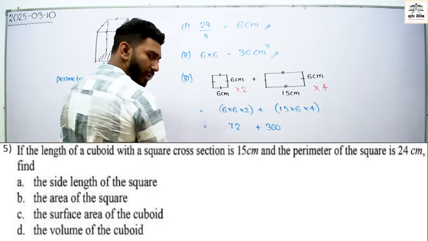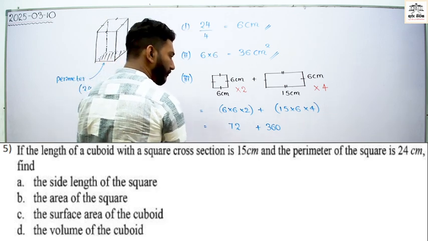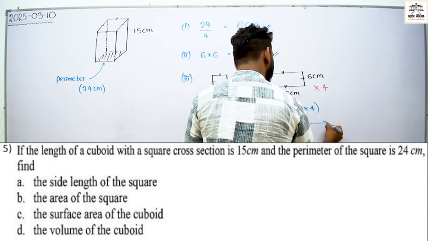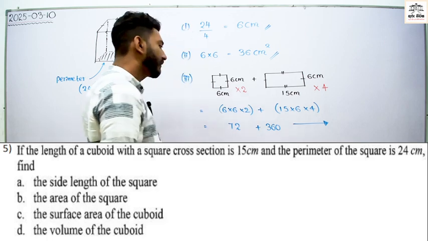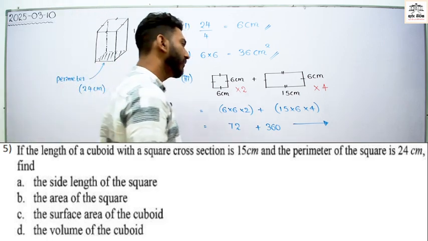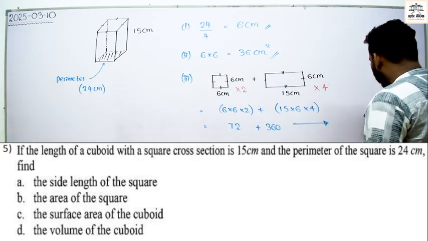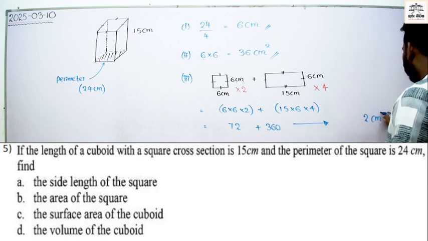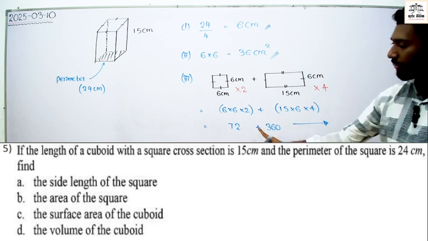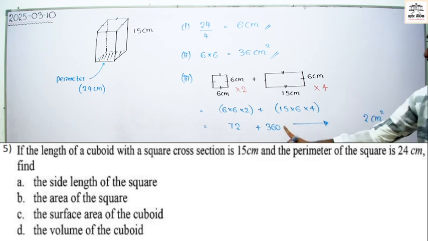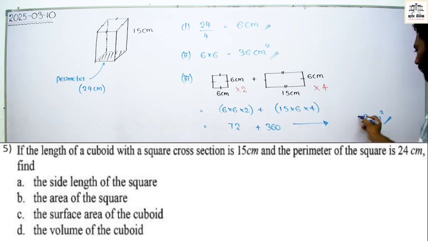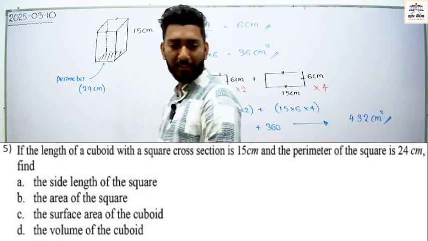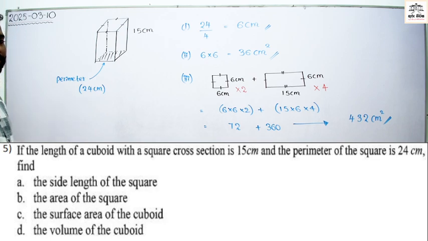Now, what is the final answer? The total surface area becomes 360 plus 72. The sum of these two is 432 square centimeters. 432 cm squared. This is the answer for the third one.